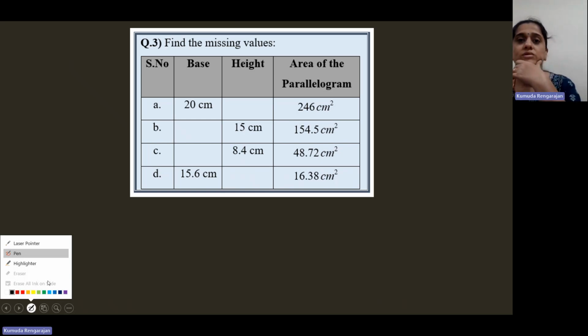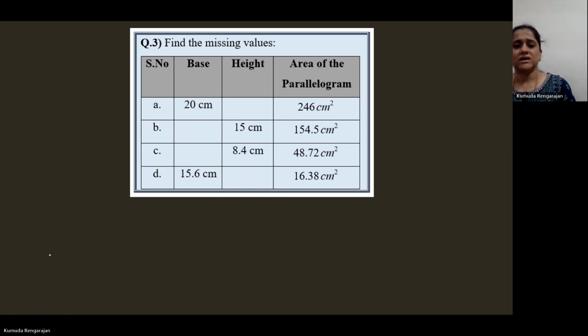So here you have to complete the table. Very simple. Everywhere the area is given, right? Everywhere the area is given. So how should you?